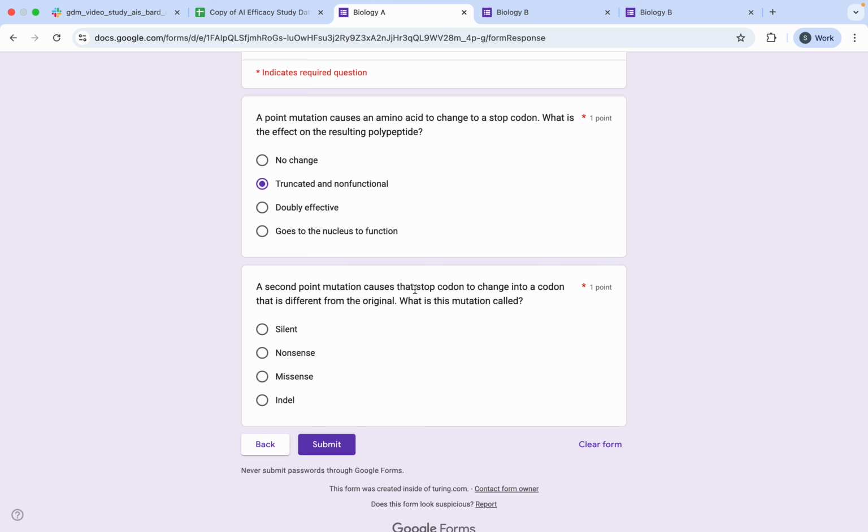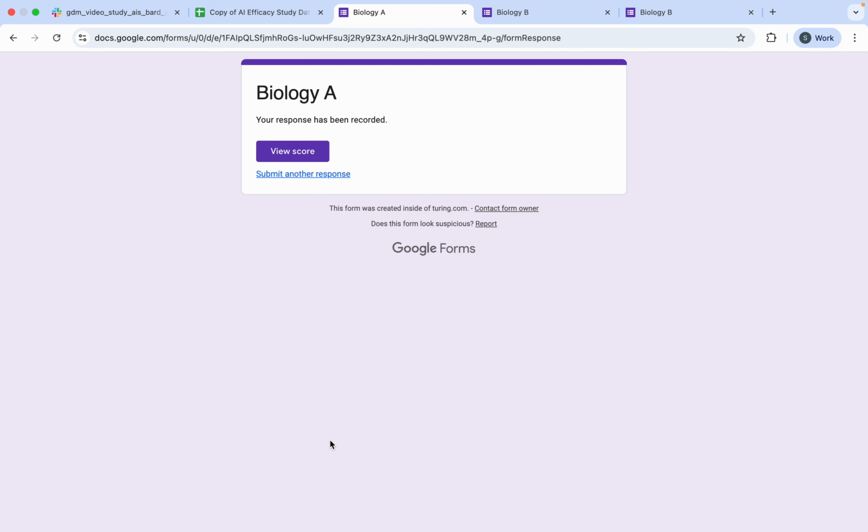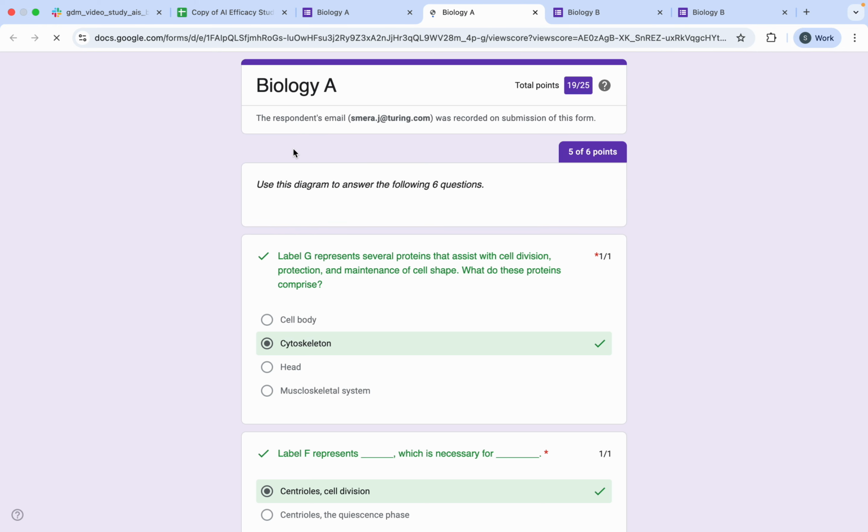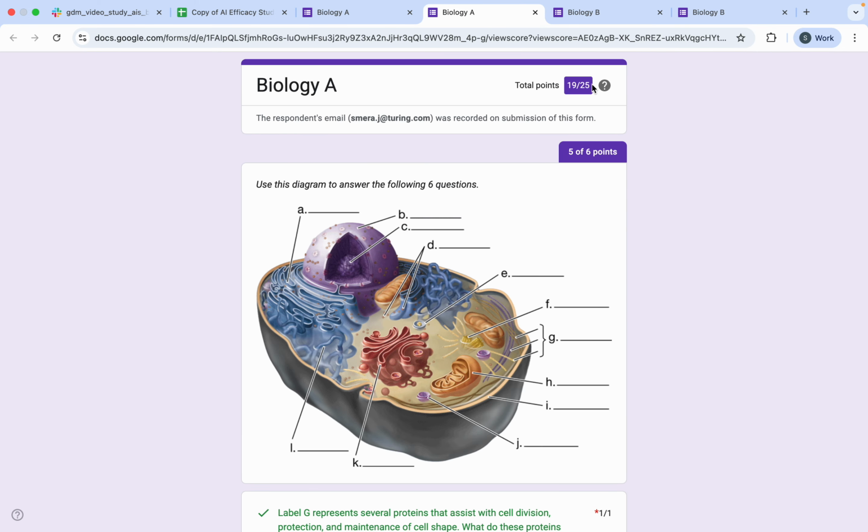A second point mutation caused that stop codon to change into a codon that is different from the original. What is this mutation? I think missense is the correct answer, because silent is not that one, nonsense is also not that one. So I think missense is the right one. Then we can submit it. Then we can check view score. Okay, we have 19 out of 25.